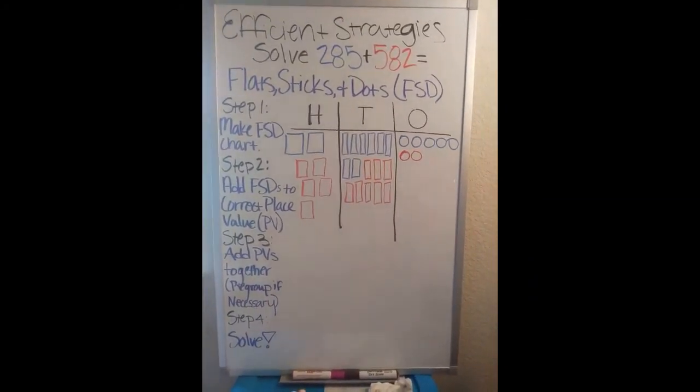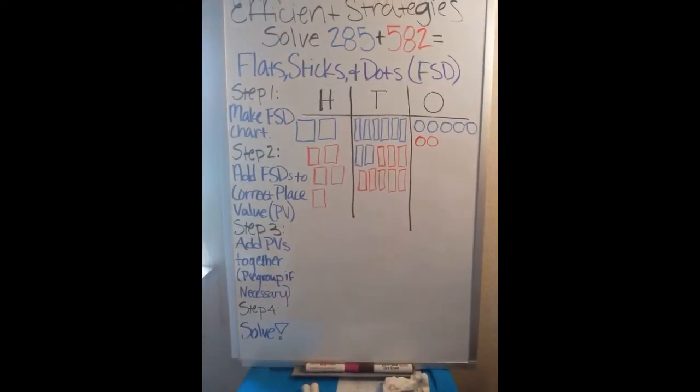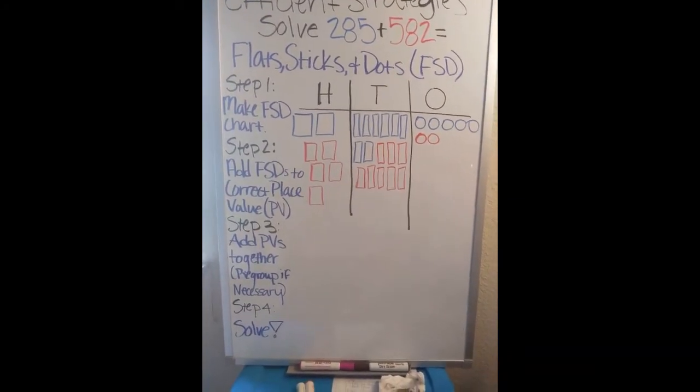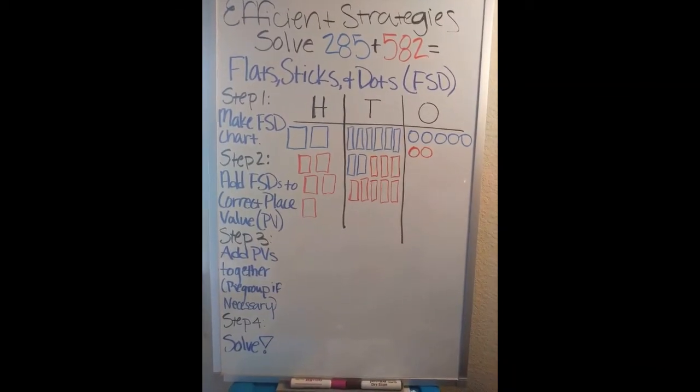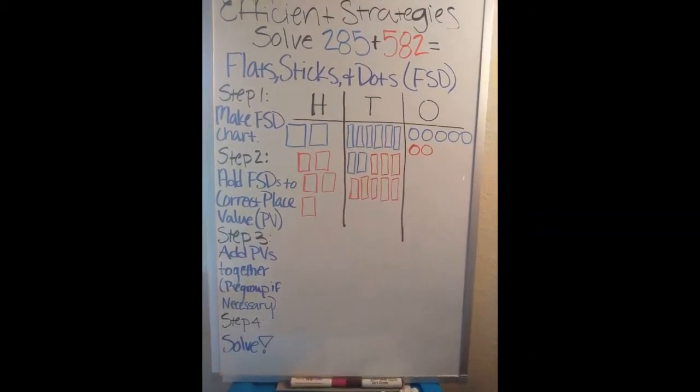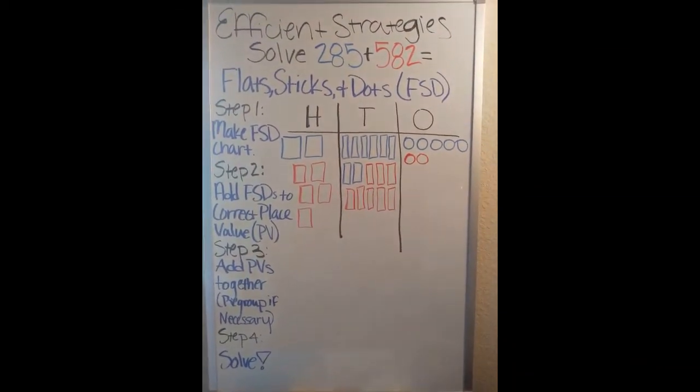Now that we have added our 582 flat sticks and dots to our flat sticks and dots chart, everything is in the correct place value. Now we can begin adding the place values together and regrouping if necessary.